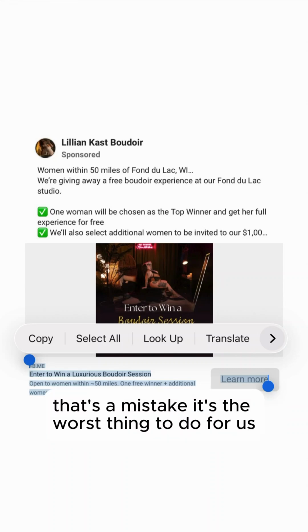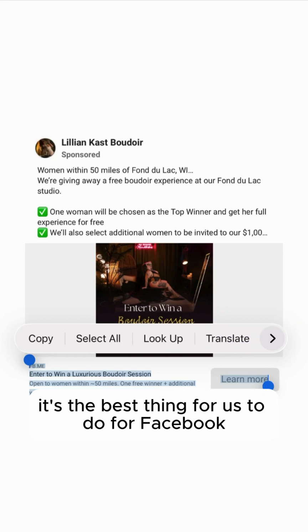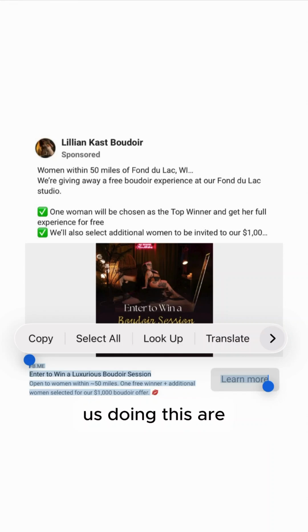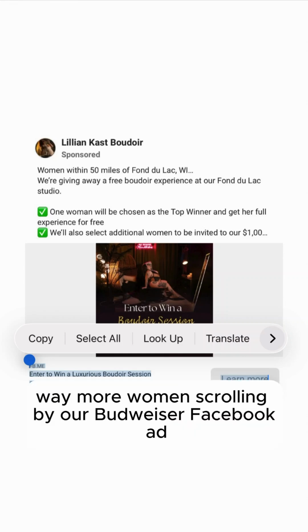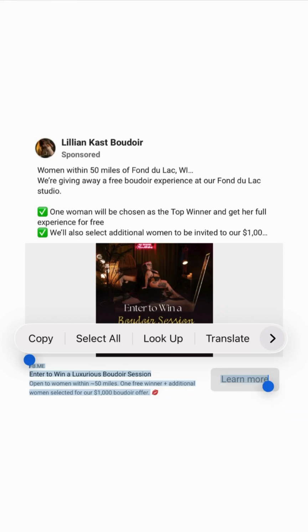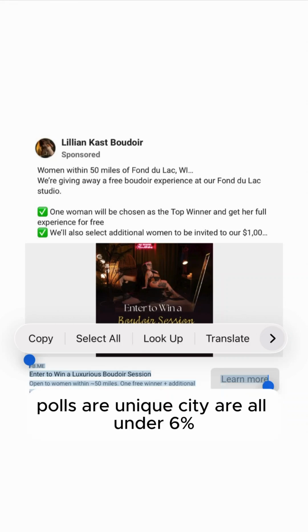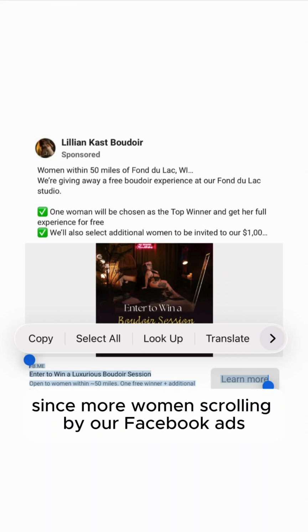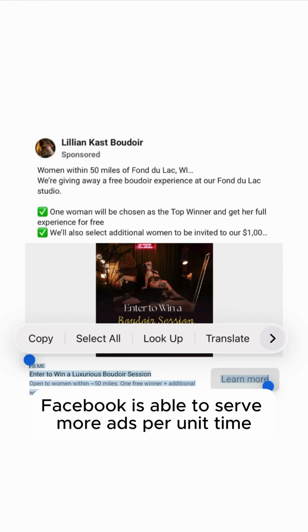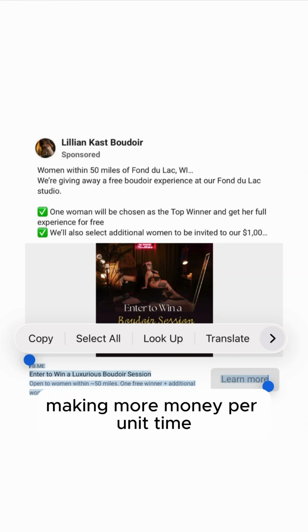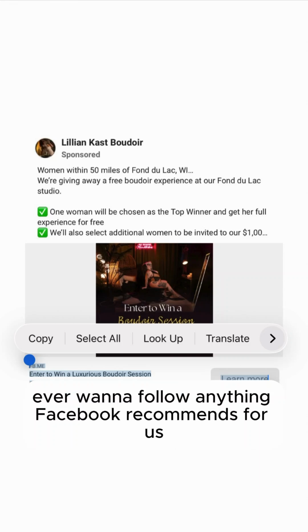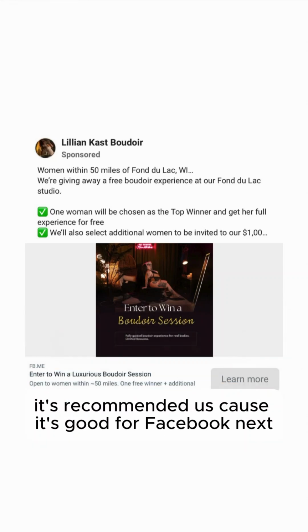But no, that's a mistake. It's the worst thing to do for us. It's the best thing for us to do for Facebook. Because the consequences of us doing this are we get way more women scrolling by our Boudoir Facebook ad, pulls our unique CTR under 6%, increases the probability we have BLCS, and Facebook, since more women are scrolling by our Facebook ads per unit time, Facebook's able to serve more ads per unit time, making more money per unit time while we waste more money per unit time. We never, ever want to follow anything Facebook recommends for us. It's recommended to us because it's good for Facebook.